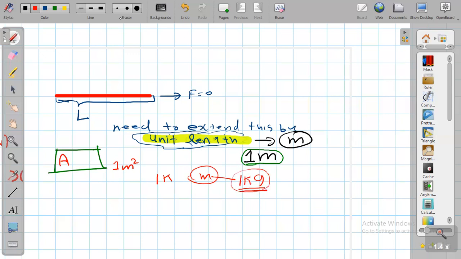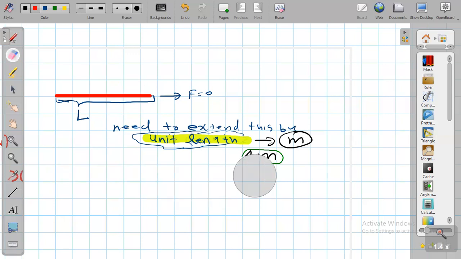Okay. Let me erase these ones. It's like a nostalgic thingy. All lessons. Okay. Extend by what? Extend by 1 meter. Right. Now let me do that.